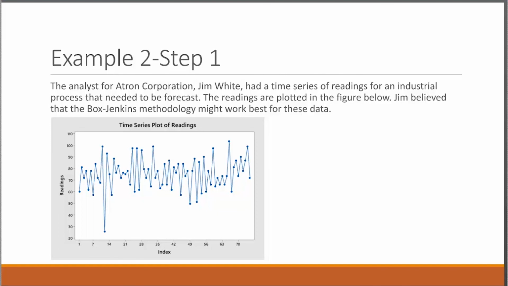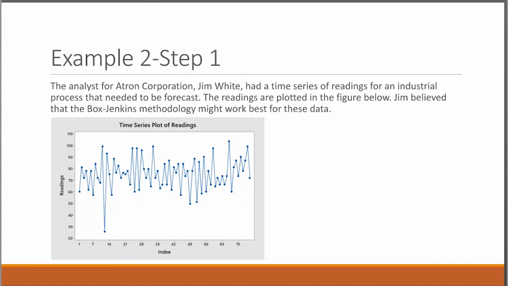The analyst for Atron Corporation, Jim White, had a time series of readings for an industrial process that needed to be focused. The readings are plotted in the figure below. Jim believed that the Brooks-Jenkins methodology might work best for these data. And by the way, I've been talking about the ARIMA model the whole time. The other name for that model is the Brooks-Jenkins methodology. So here is the time series plot for the readings.